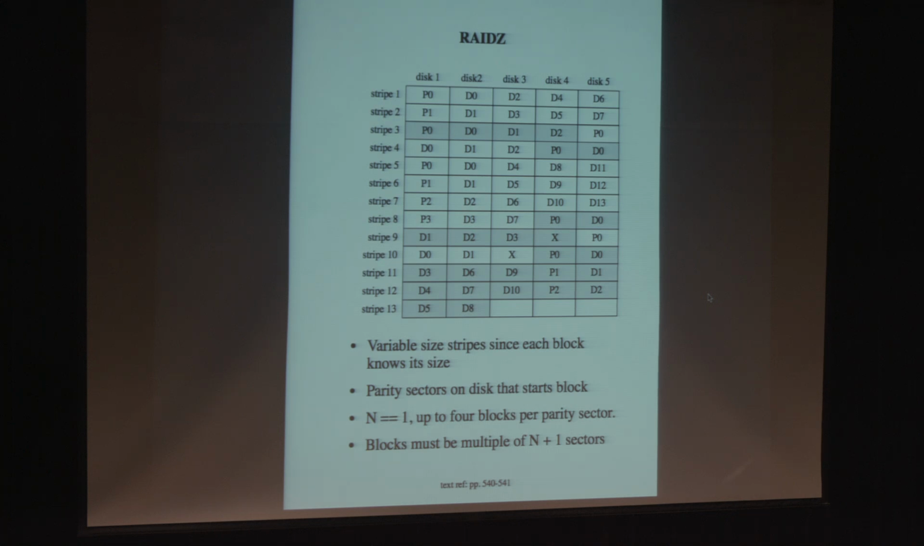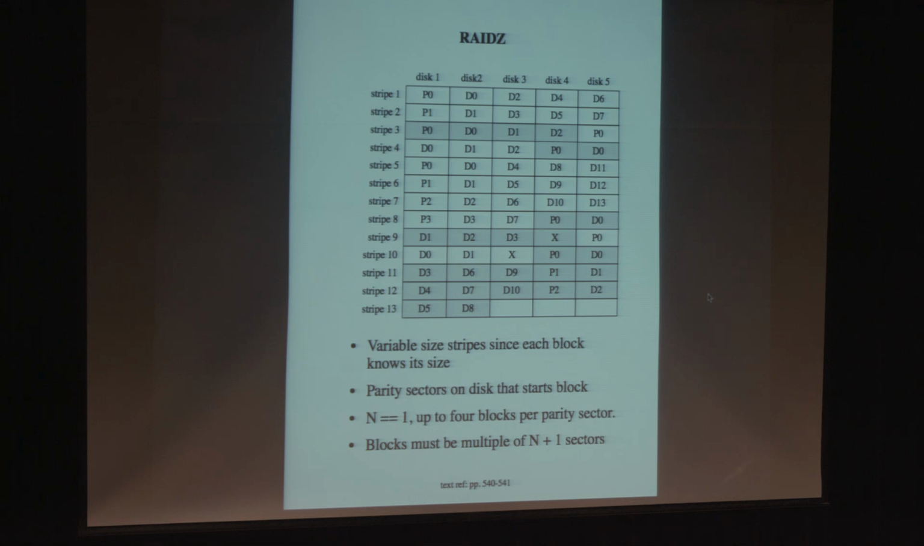So anytime you see the X, that's just because we need to round it up to make sure that it, in this case, is a multiple of 2. If you're doing double redundancy or triple redundancy, you would have to round up to more blocks. So that's why we occasionally drop in those unused blocks. Okay, so the long and short of it is we have variable size blocks, and we know what the size of the blocks are because we have the block pointers that point to them and tell us how big those things are. The parity sectors on the disk are on the disk that starts the block. So we can see, talked about that.